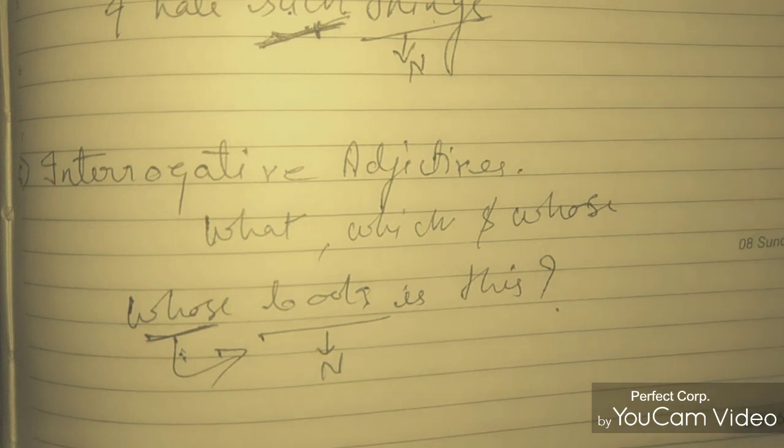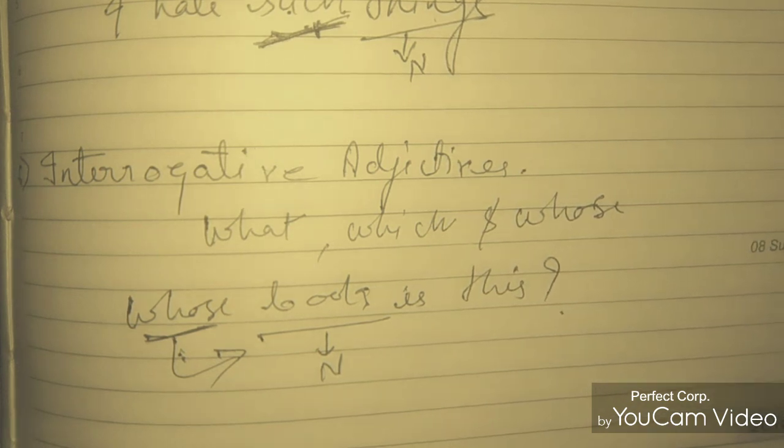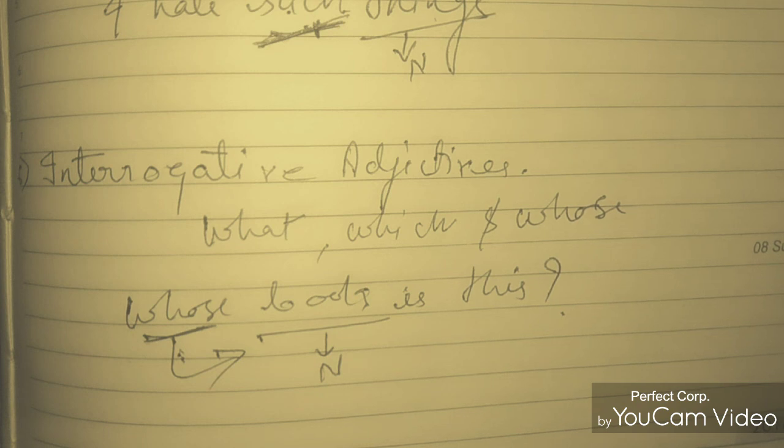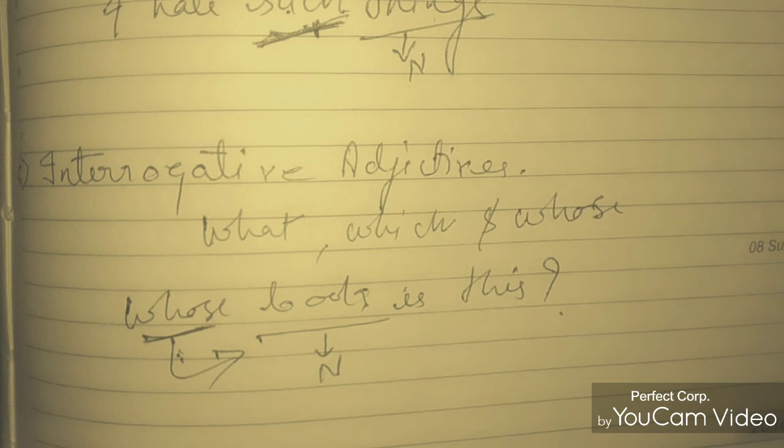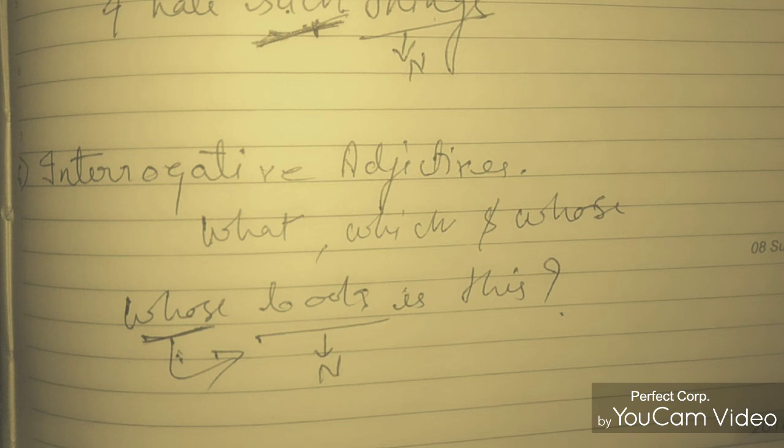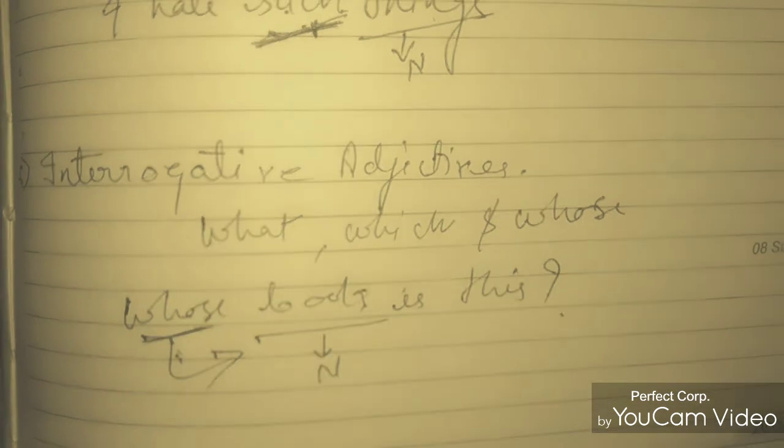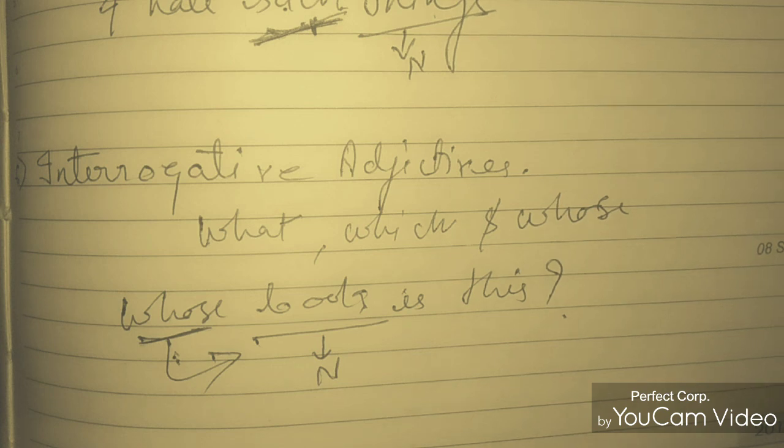So what is an adjective? An adjective is a word used to describe a noun. It will be called an adjective if it describes a noun. So there are kinds of adjective: adjective of quality, quantity, number, distributive adjective, demonstrative adjective, and the interrogative adjective.